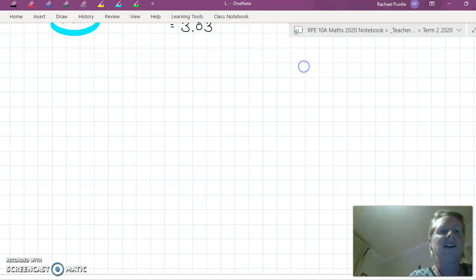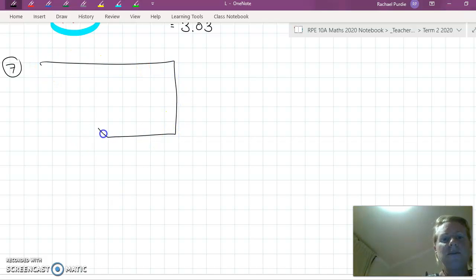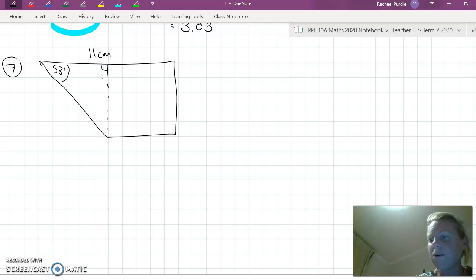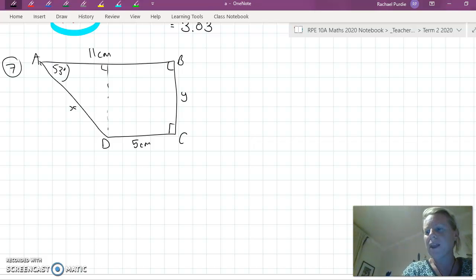Let's have a wee look at question 7. Question 7, calculate the lengths of x and y. So we've got another trapezium. Similar deal, 53 degrees, 11 centimetres. We've got a straight line here that is apparently a right angle. We've got another right angle with B. We've got the line there, Y. We've got C, 5 centimetres, D, X, and A up here in the corner. Sweet, so A, B, C, D, and they've called that line BC, Y. So they're wanting you to calculate X and Y for this particular one.